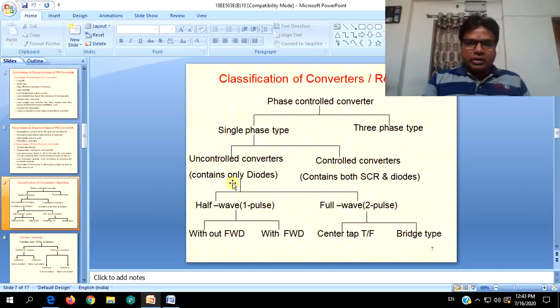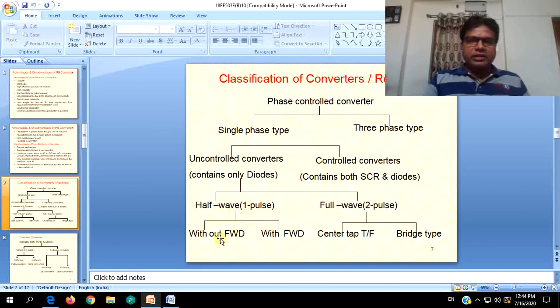If it contains only SCRs or other controllable devices, it can be called a fully controlled converter. And again, uncontrolled converters which contain only diodes are divided into half wave and full wave rectifiers. These things we have discussed in the fundamentals of AC also, where half wave rectification and full wave rectification, and how their RMS values and average values differ. In half wave, only one half cycle is fed to the load, that is why it is called one pulse. In full wave, both the half cycles appear across the load but in the same direction, that is full wave rectification.